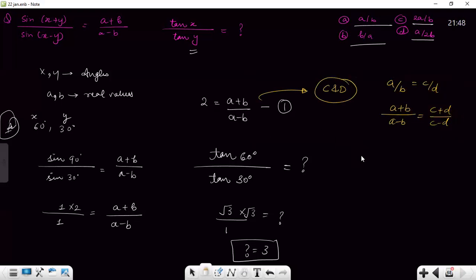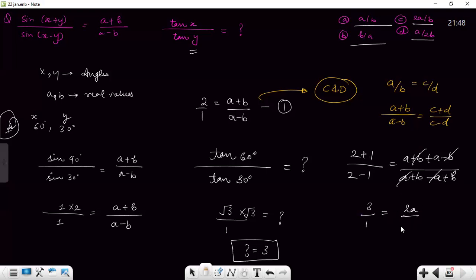Okay, so 2 by 1 is given. So 2 plus 1 divided by 2 minus 1 is equal to a plus b plus a minus b, which is the denominator, divided by a plus b minus a minus b, minus minus plus. So plus b minus b cancels, plus a minus a cancels, 2 plus 1 becomes 3, 2 minus 1 becomes 1. So 2a divided by 2b, 2 cancels each other. From here, we can assume that a by b is 3.